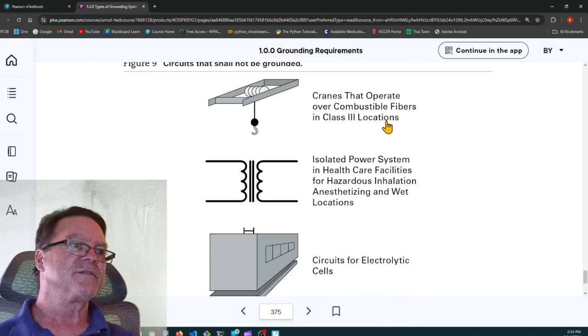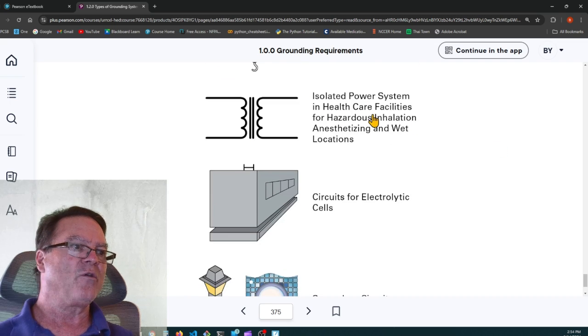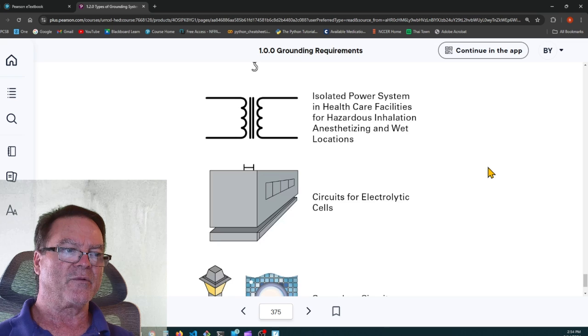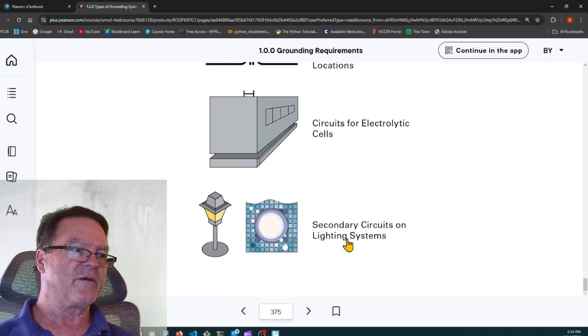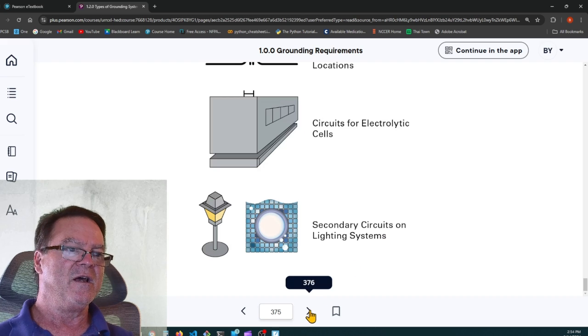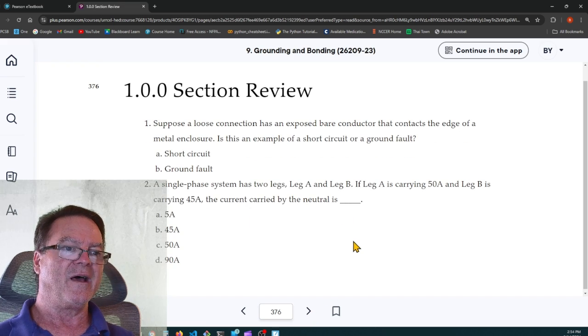680.23(A)(2). So, cranes that operate over combustible fibers, not grounded. Isolated health care facility in hazardous locations, anesthetizing and wet locations, not grounded. Circuits for electrolytic cells, not grounded. Secondary circuits on lighting systems for swimming pools, not grounded.